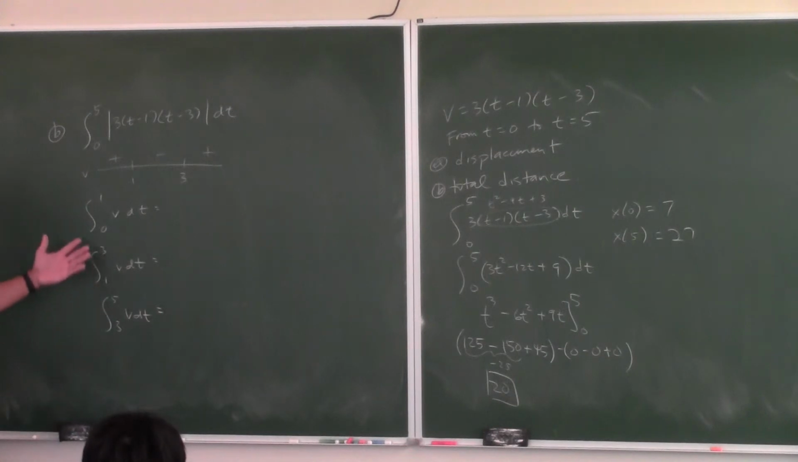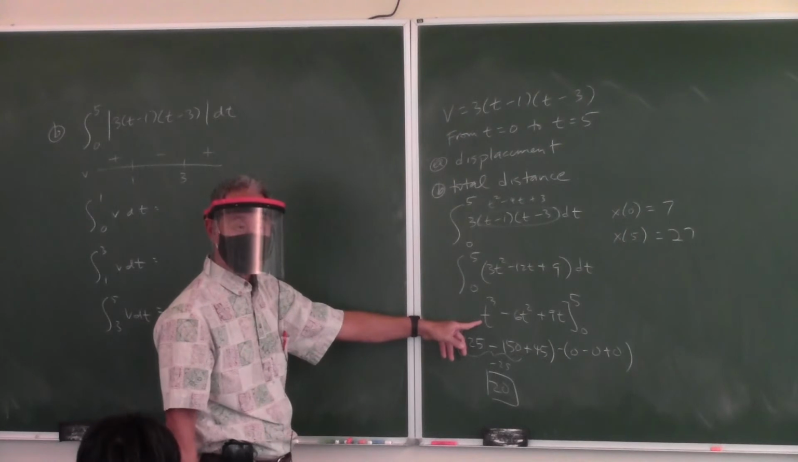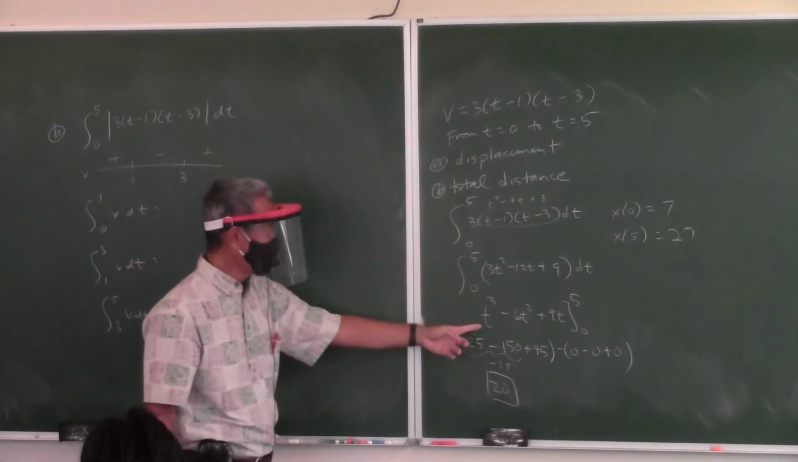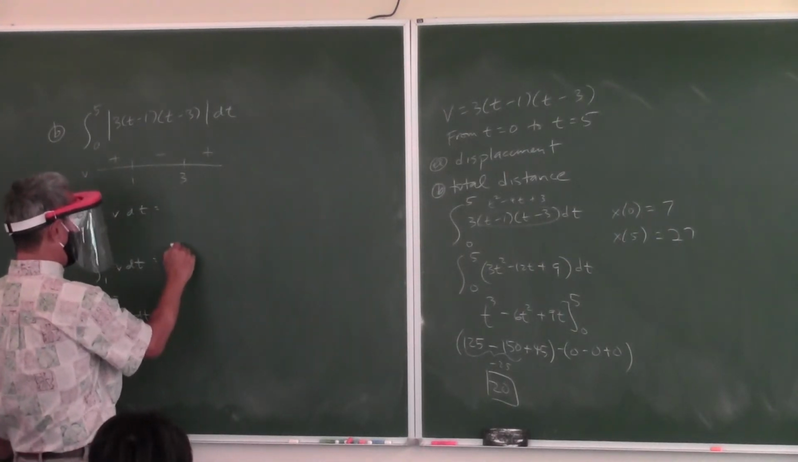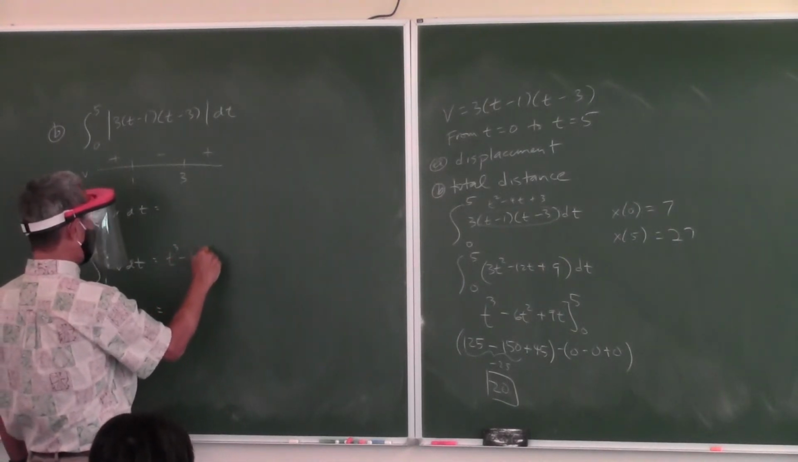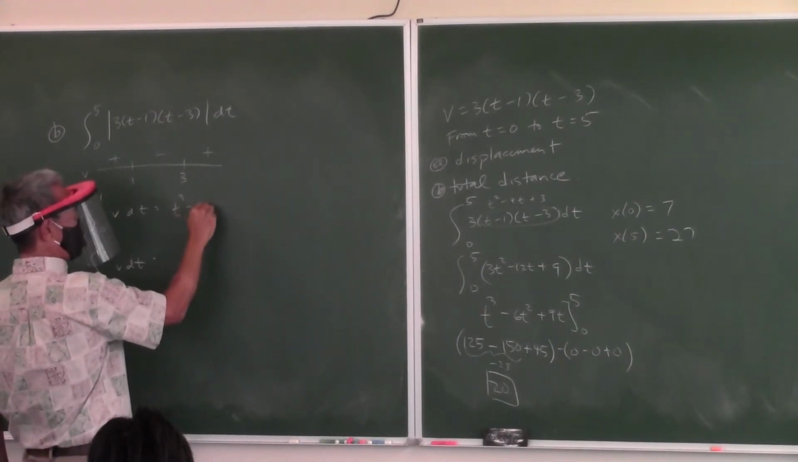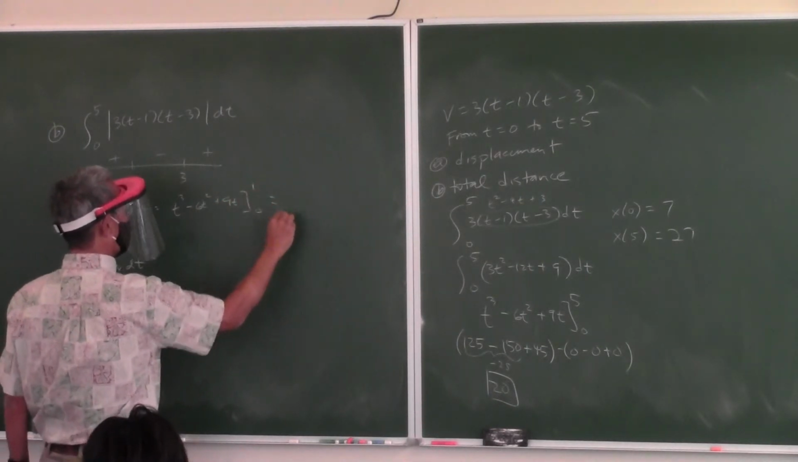Okay, but look, we already did some of it already. Isn't this the antiderivative right here? Yeah, so instead of doing everything again, why not just use the antiderivative we got already? So it's going to be t cubed minus 6t squared, oh, why am I going down first? Let's do this one here. t cubed minus 6t squared plus 9t from 0 to 1.